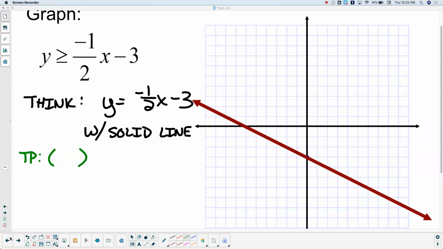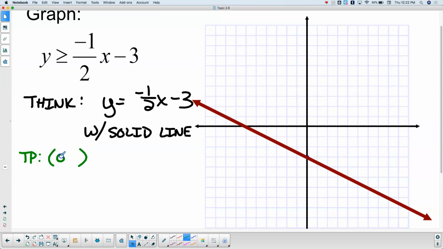So what's the easiest test point to choose? The origin, yes. 0, 0 is the easiest one to choose. So when in doubt, choose that one. Now, if your line goes through the origin, though, you can't choose that one and then pick something else. Like it might go through, probably 1, 0 or 0, 1 would be the next two easiest ones.